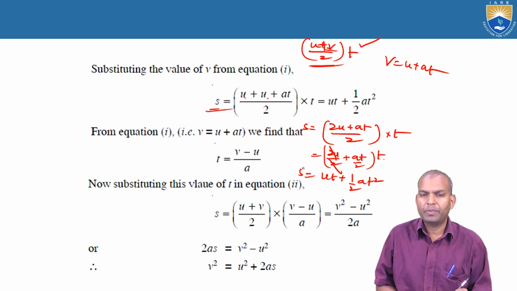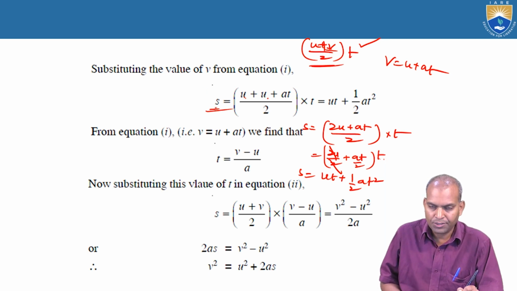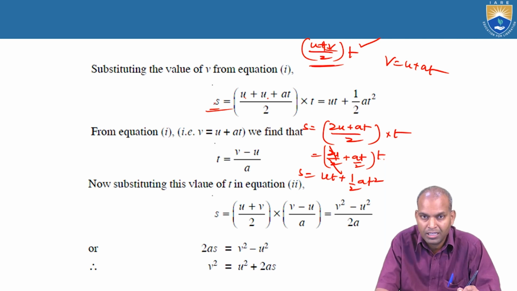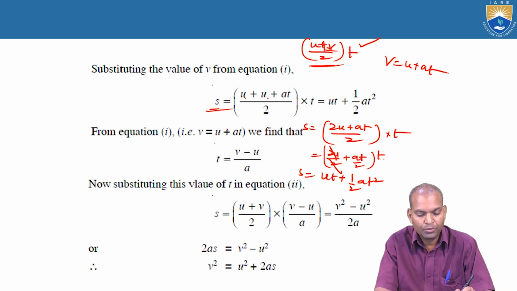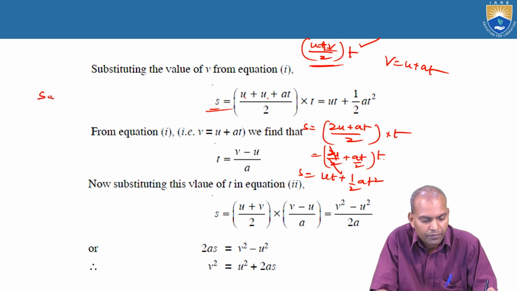Here s is the distance traveled by the particle, u is the initial velocity, t is the time, and a is the uniform positive acceleration. So s equals ut plus half at square. This is another equation of motion when the body moves under uniform acceleration.